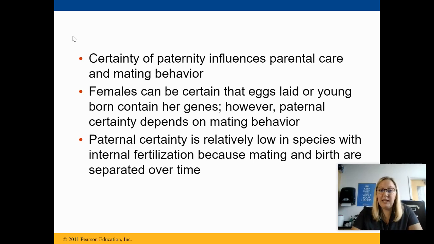Females can be certain that eggs laid or young born will contain her genes. However, paternal certainty depends on mating behavior. Paternal certainty is relatively low in species with internal fertilization because mating and birth are separated over time.